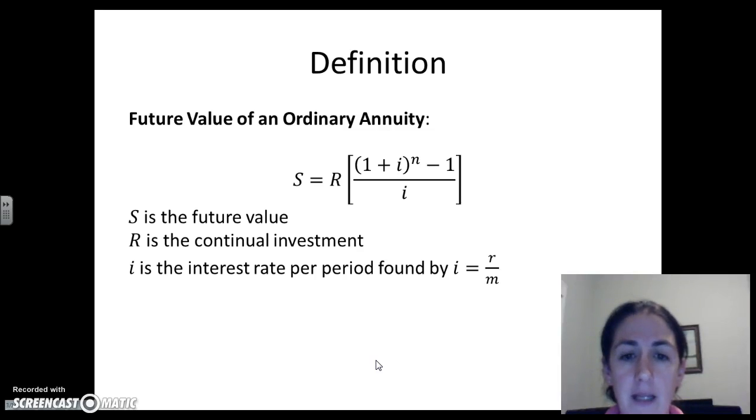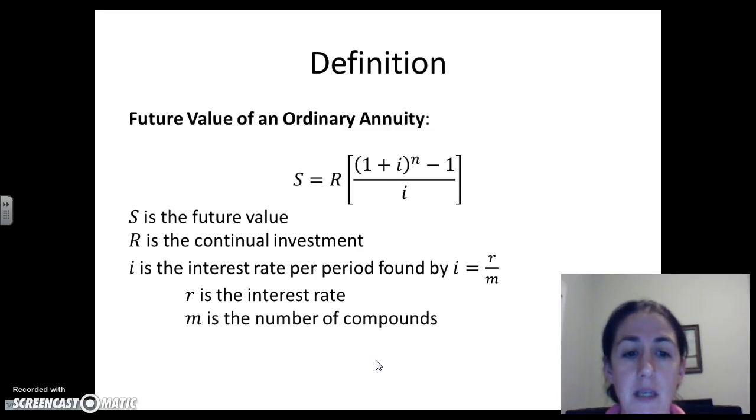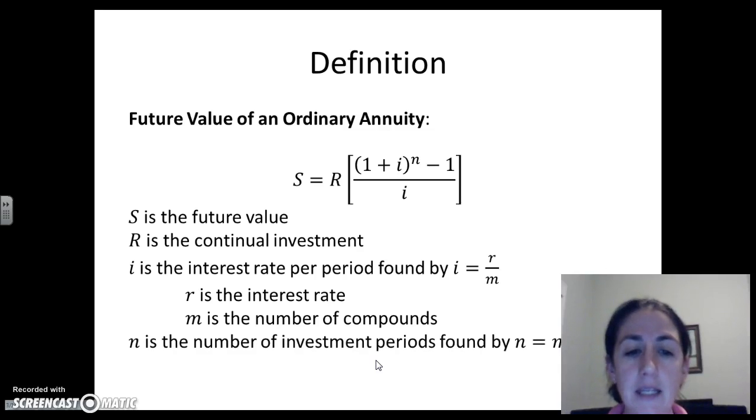Now you have to calculate this by taking R divided by M. R is the interest rate, which we've seen before, and M is the number of compounds, which again we've seen before. And then N is the number of investment periods total, found by M, which is still the number of compounds, times T, which is time, and again that's usually in years. So when we solve an ordinary annuity, what we want to do is find each of the components of the known variables and solve for the unknown variable.